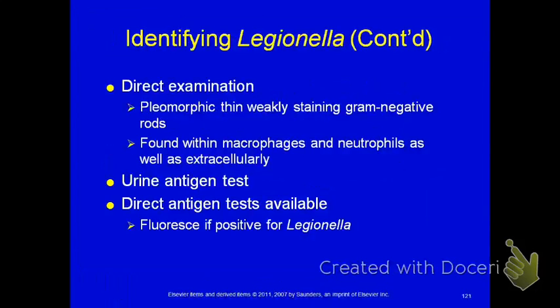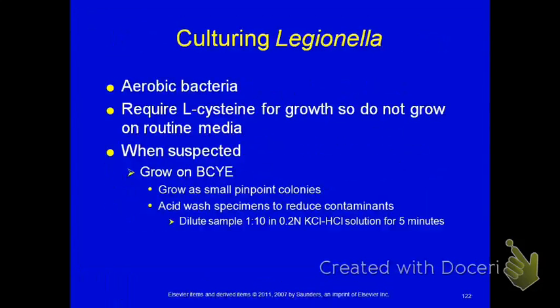So you may also do direct examination by staining the respiratory specimen. You'll be able to see thin, weakly staining gram-negative rods. Some of them are found as they are being engulfed by macrophages and neutrophils. Some of them are extracellular. A urine antigen test, a direct antigen test, would be the diagnosis.